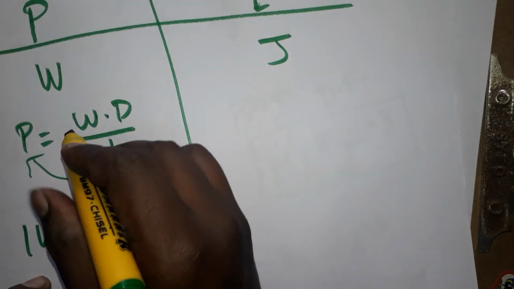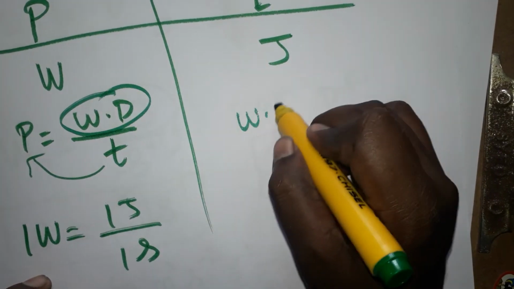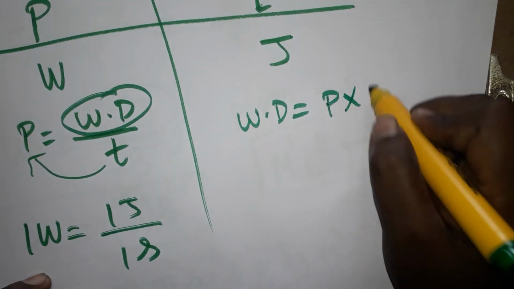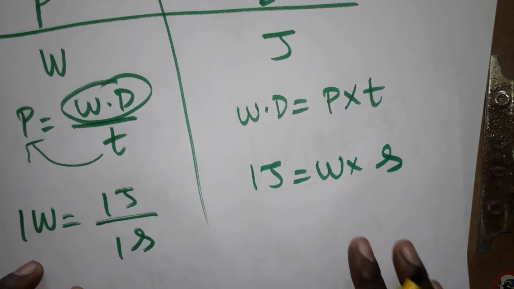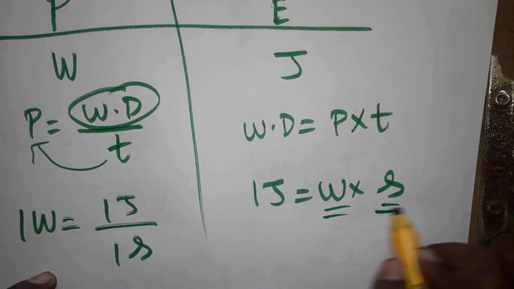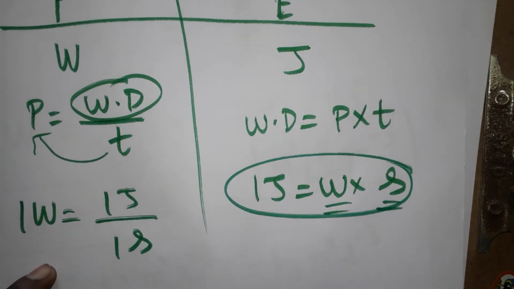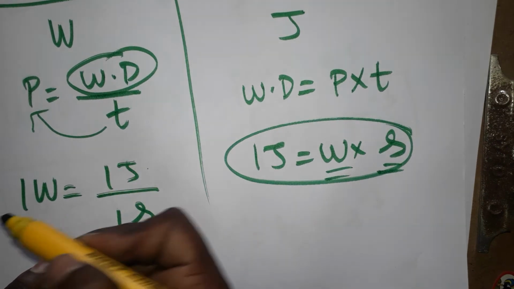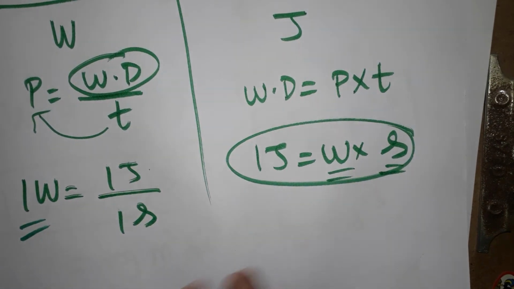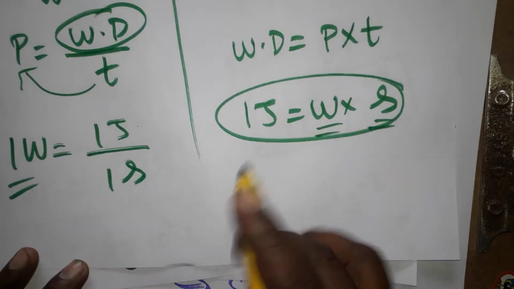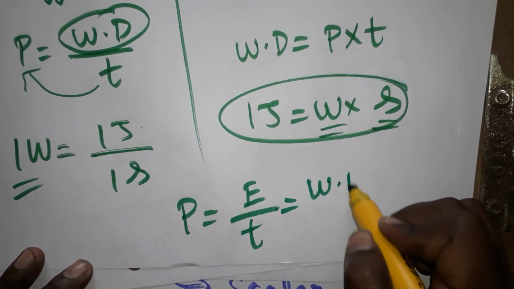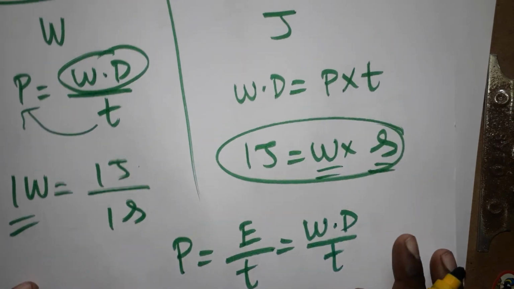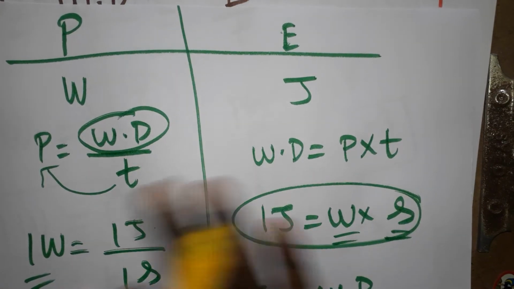What is a joule? Work done is equal to power into time. So 1 joule is equal to watt into second. Watt into second we can write as joules, and it is called energy. Joule per second we can write as a watt. That is the relation between power and energy. Power is equal to energy by time, or work done by time. Anything we can take. Now we have learned the relation between power and energy.